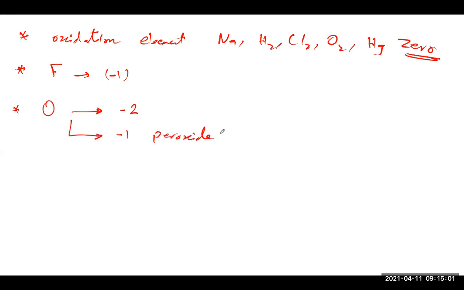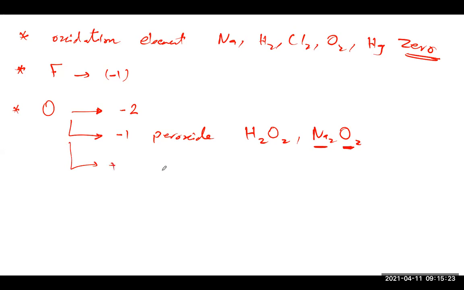And what is the meaning of peroxide compound? Where it combines with an element of group 1, it will form compounds like H2O2 and Na2O2. So we will have 2 atoms of the element and 2 atoms of oxygen. This is called a peroxide, and it is mostly formed with group number 1. In that case, oxygen will be only -1.